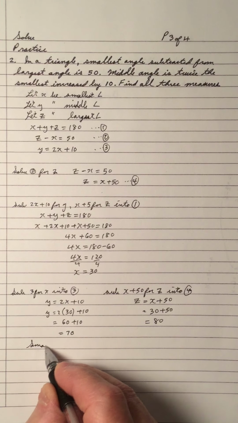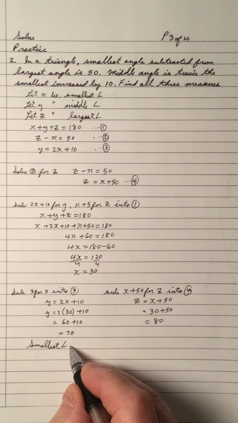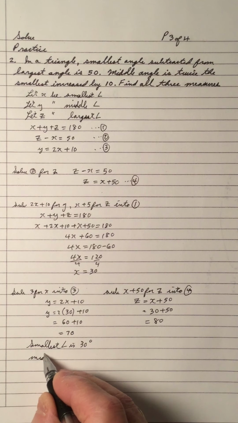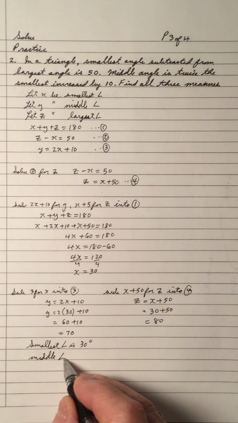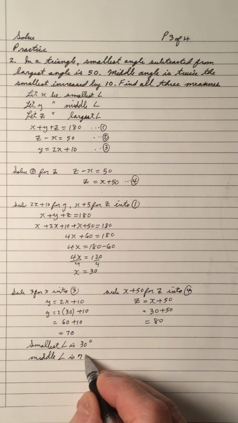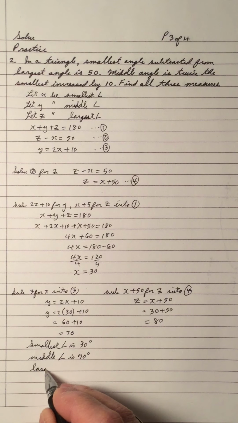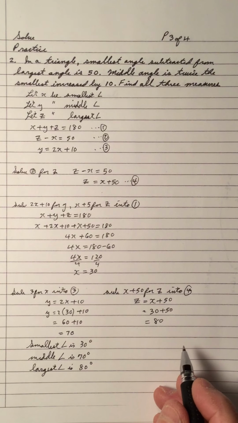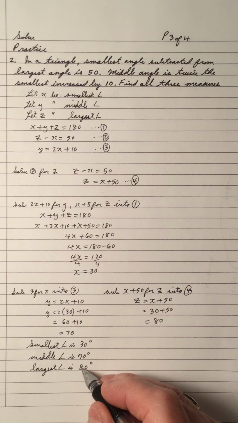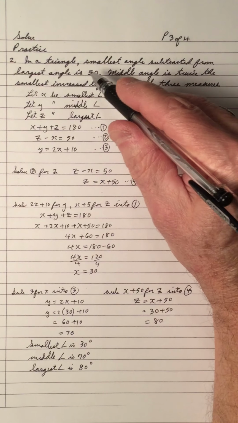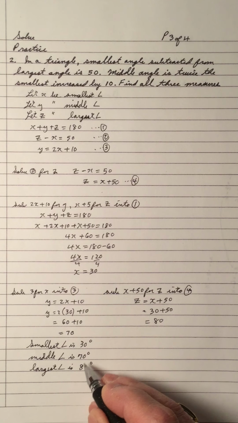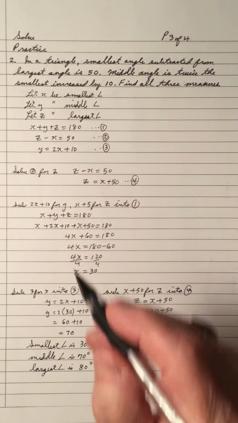So the smallest angle is 30 degrees. The middle angle is 70 degrees. And the measure of the largest angle is 80 degrees. And notice if you add them all up, you get 180. And the smallest angle subtracted from the largest, so 80 subtract 30, is 50, true.